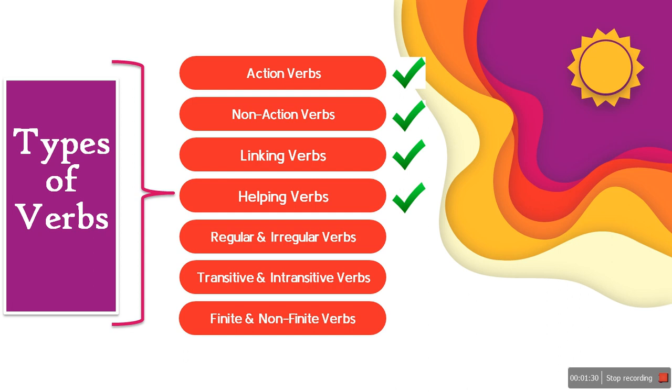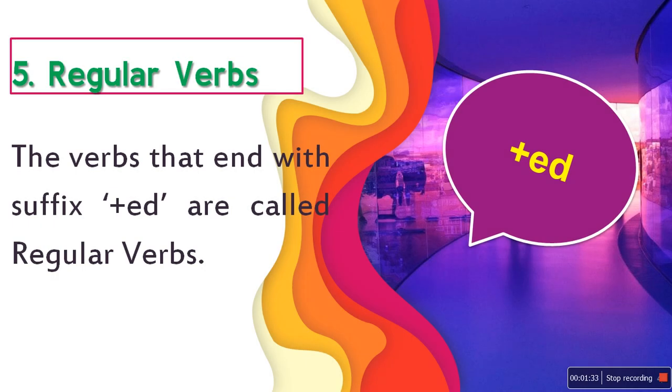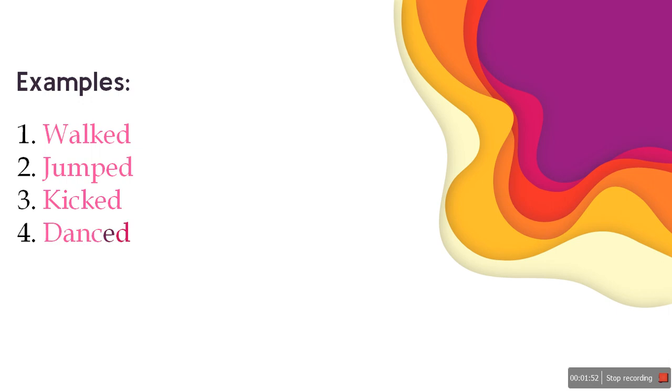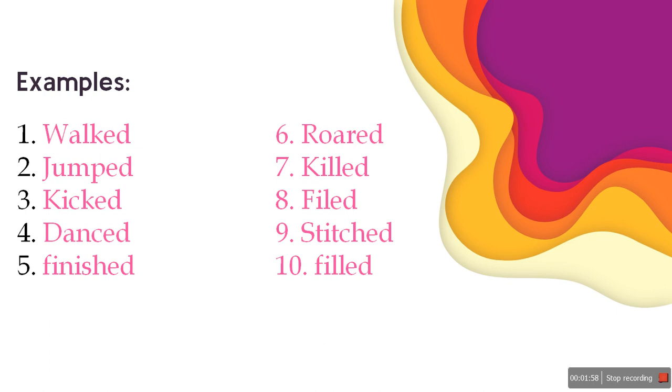The first ones here are regular and irregular, the fifth one and sixth one. Let us see first of all what is a regular verb. The verbs that end with the suffix plus ed are called regular verbs. For example, you take any verb, if they are ending with plus ed, they are called regular verbs. Let's see some examples here. Walked, jumped, kicked, danced, finished, killed, filed, stitched, and filled. All these verbs are ending with suffix plus ed. So these are called regular verbs.